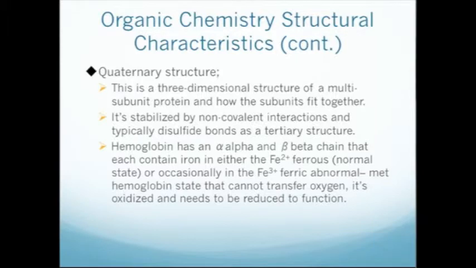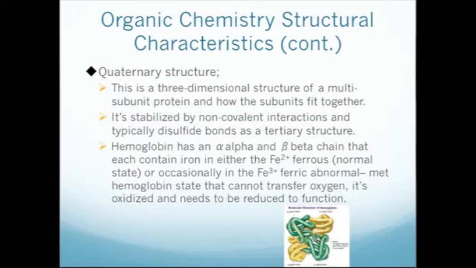Hemoglobin, for instance, has an alpha and beta chain that each contain iron in either the ferrous Fe2+ normal state or occasionally the ferric Fe3+ abnormal state known as methemoglobin. This is a state that cannot transfer oxygen. It's oxidized and needs to be reduced from ferric to ferrous in order to function. You can just barely make out the 4 iron atoms with the 2 green alpha chains and the 2 yellow beta chains.